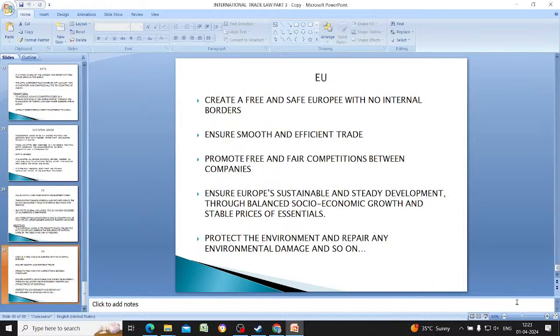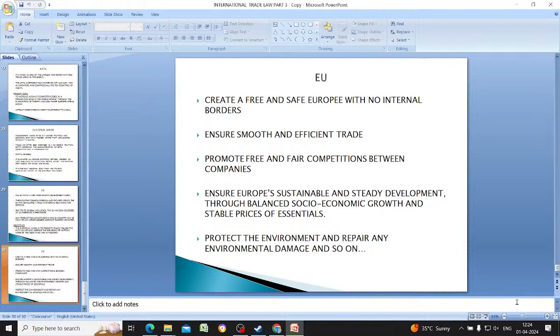These are to create a free and safe Europe with no internal borders. There are no internal borders in the sense that free trade is there and there is no imposition of tax or tariff in the case of doing trade. While transferring any goods and services, no tax or duties are imposed. So there are no internal borders between the member states, ensuring smooth and efficient trade, that is, transparency is there and the trade is fair.